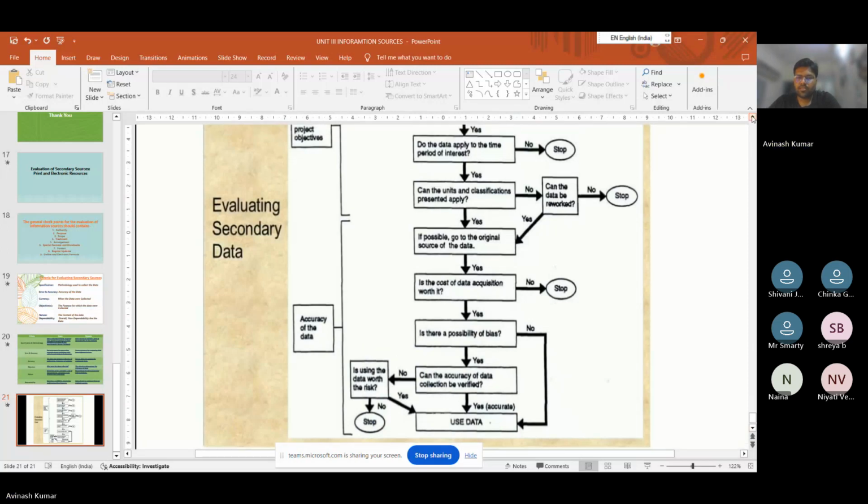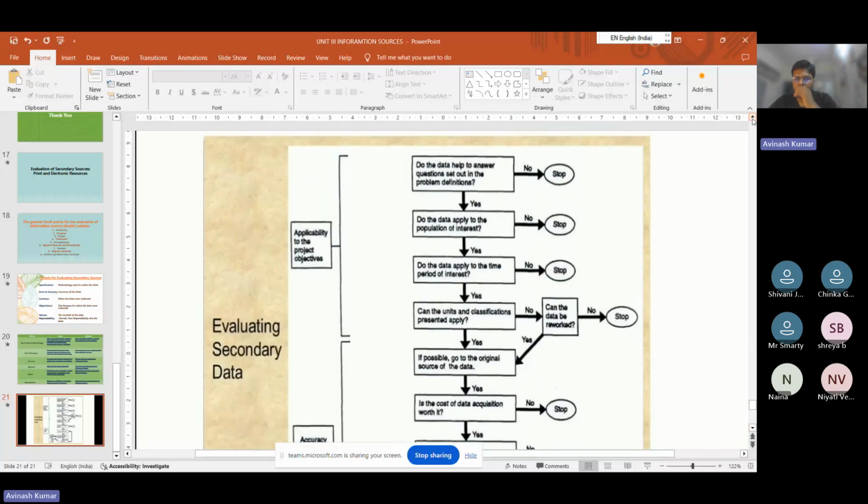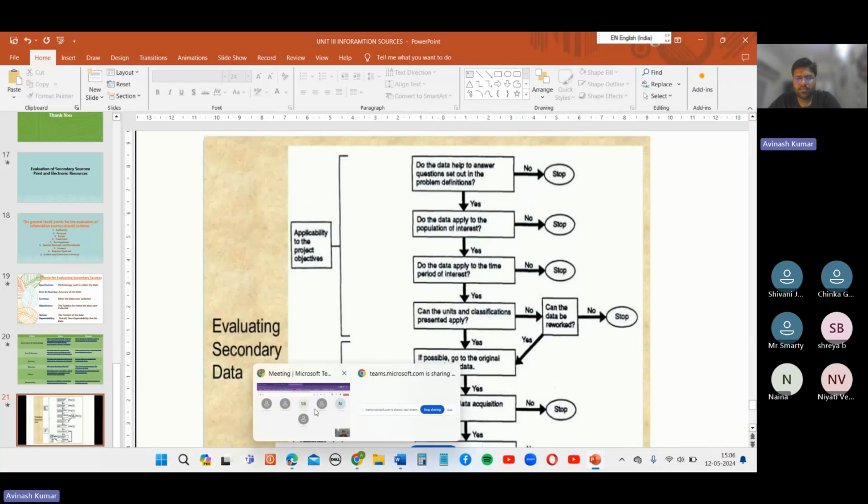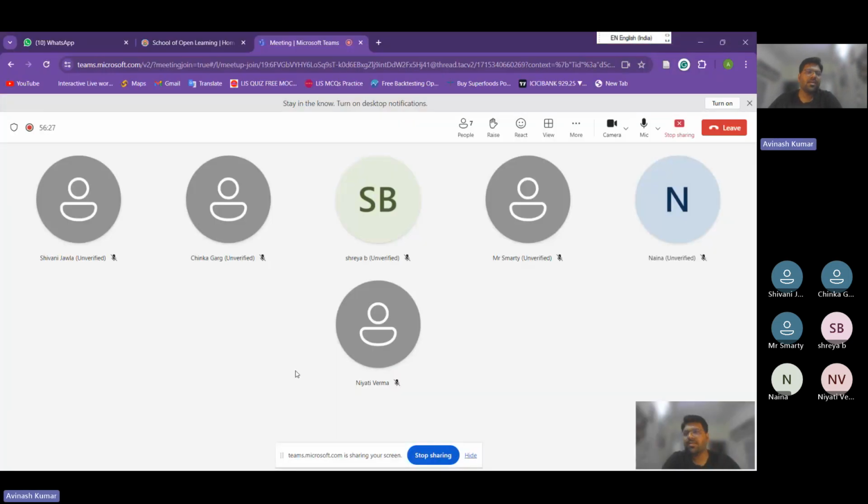I hope you have taken the pictures of this secondary data, how you can evaluate the particular data of secondary sources, because it is very important, right? So now we have completed unit third, information sources and evaluations. Okay, so if you have any problem, you can ask. Otherwise, I will start unit fourth and unit fifth. I will discuss them very briefly, okay.